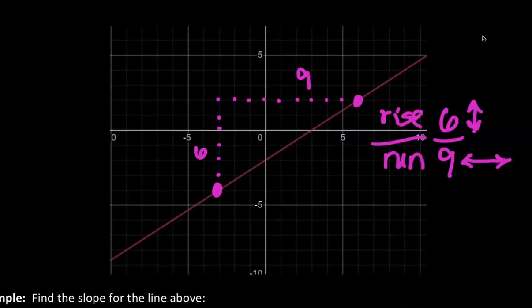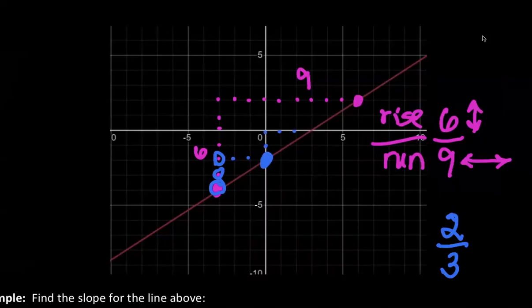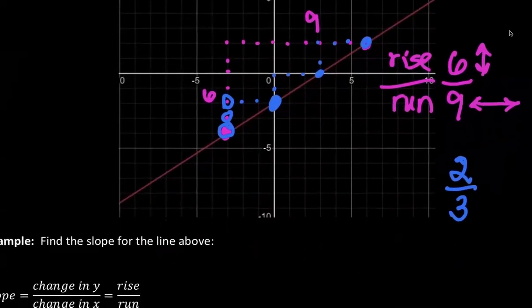Now we can reduce that fraction. If we reduce that fraction, 3 goes into both of those, so 2/3. And just notice if I started here and I go up 1, 2, and over 1, 2, 3, I'm right on that line. 1, 2, 1, 2, 3, 1, 2, 1, 2, 3. Still have the same line. So that's a visual example of how a slope of 2/3 is the same as the slope of 6/9, because 2/3 and 6/9 are equivalent fractions. They're going to create the same slope.